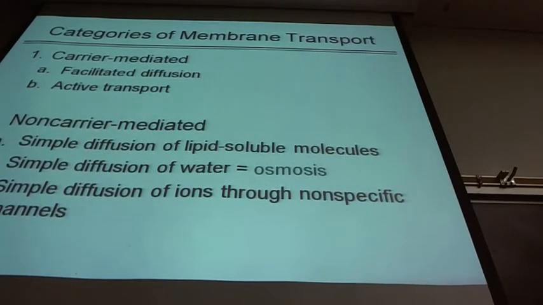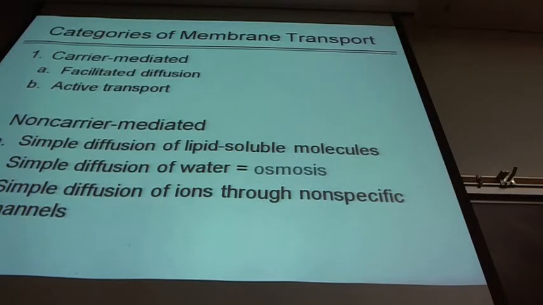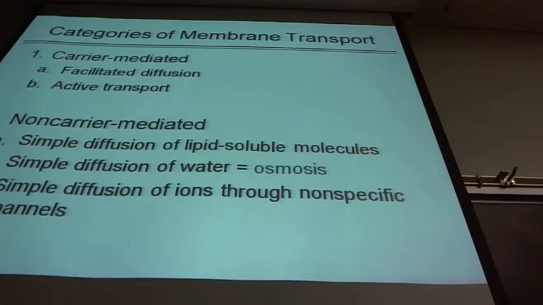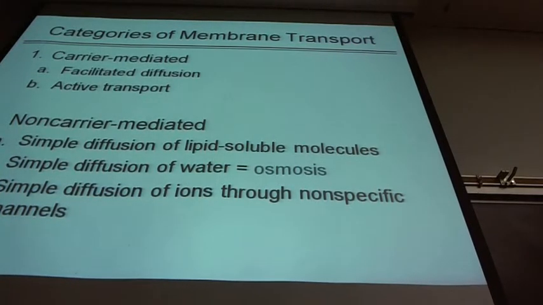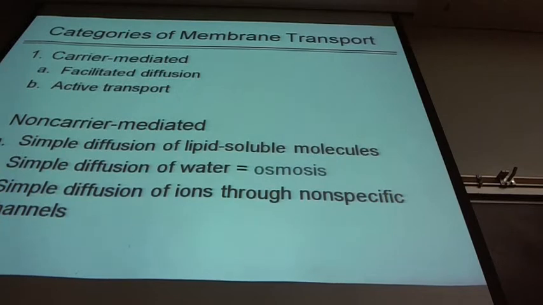Now, we're going to talk quite a bit about membrane transport. We're going to talk about how cells get substances across the membrane. You have carrier-mediated: you have the trucking company that's going to carry this stuff to the cell and get it in the cell. Or you have non-carrier-mediated. The stuff's in the environment around you, and you just simply absorb it.